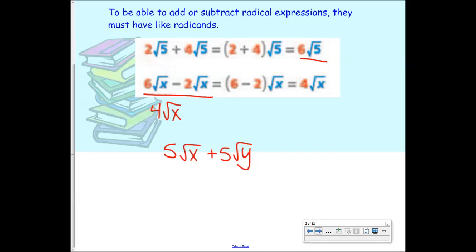Okay? So now if I added this, xy and xy, now could you? Yes? And it would give you what? 10 root xy. Okay? Radicand just stays the same. So the addition rules are really similar to what you've already done with variables. If they're like terms, you put them together, but you don't change the term, you just keep the radicand the same.